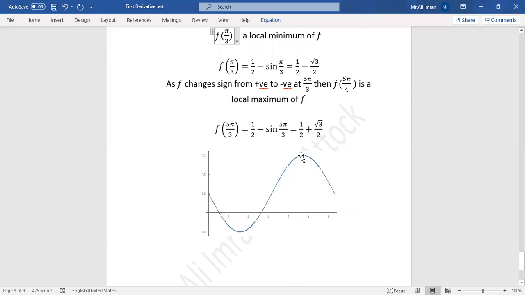So, dear student, I have done several questions in detail. I do hope that after studying this lecture carefully, you can easily find the local extrema in a given interval.